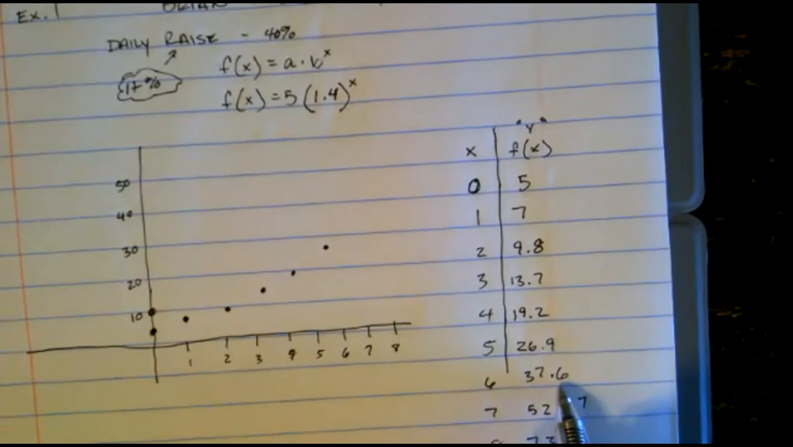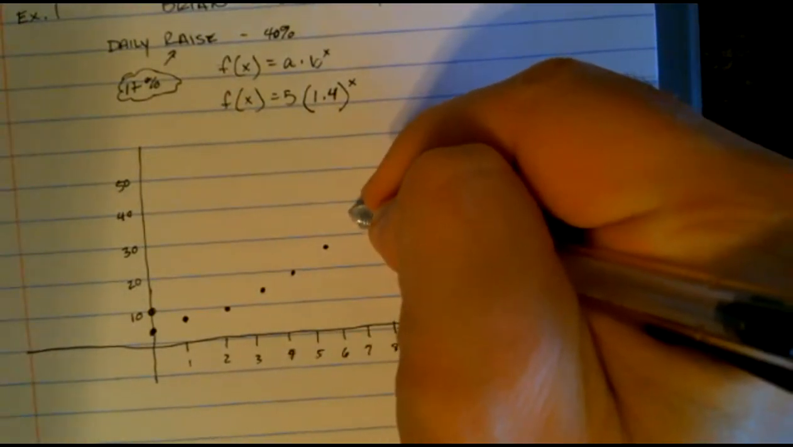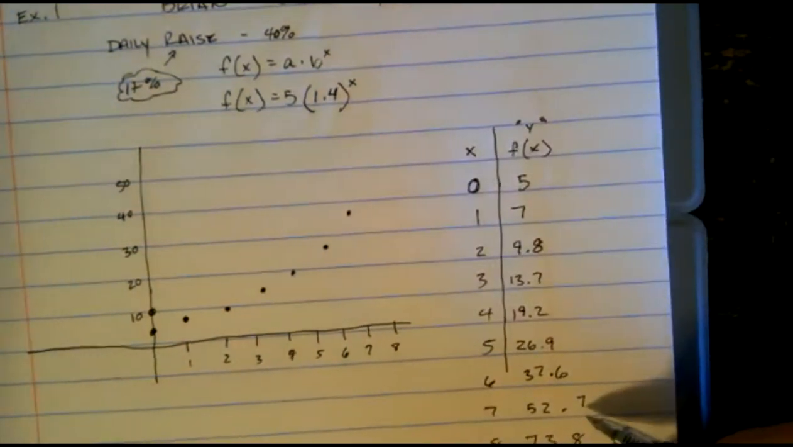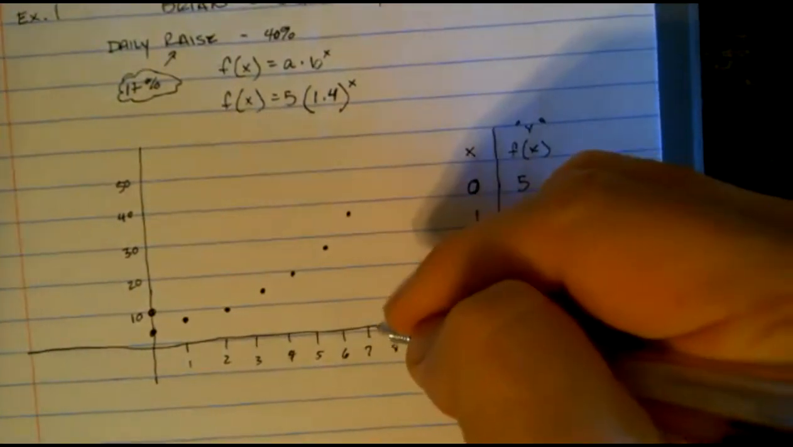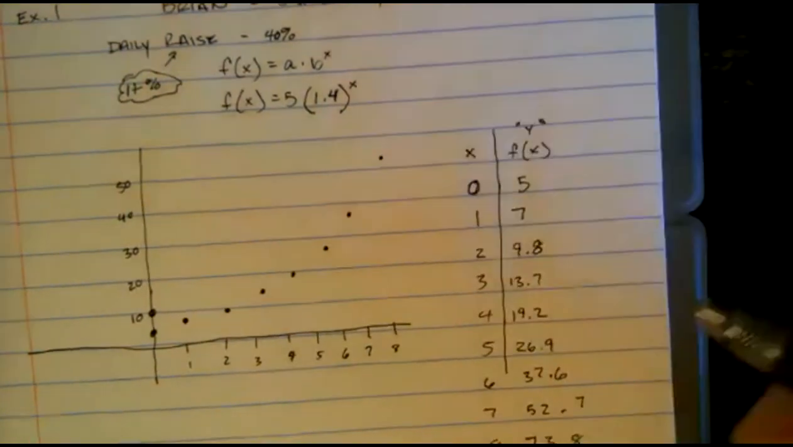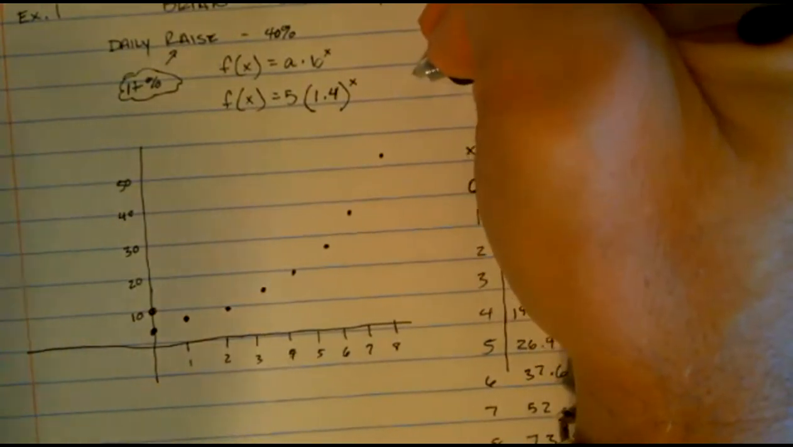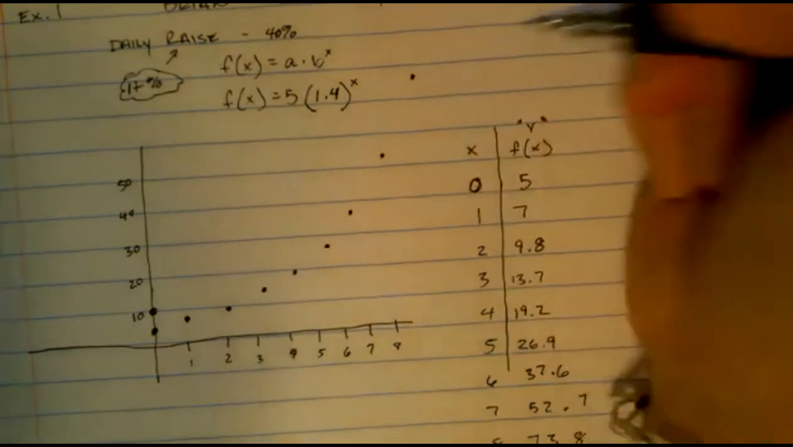So looking at 6 is 37.6. So we'll go up to that one, 37.6, 52.7 for the 7. So we're already up to somewhere in this area. 8 is going to be way off this graph. So if that's 60, that's 70, 73, and 8. So it's about right there, right?